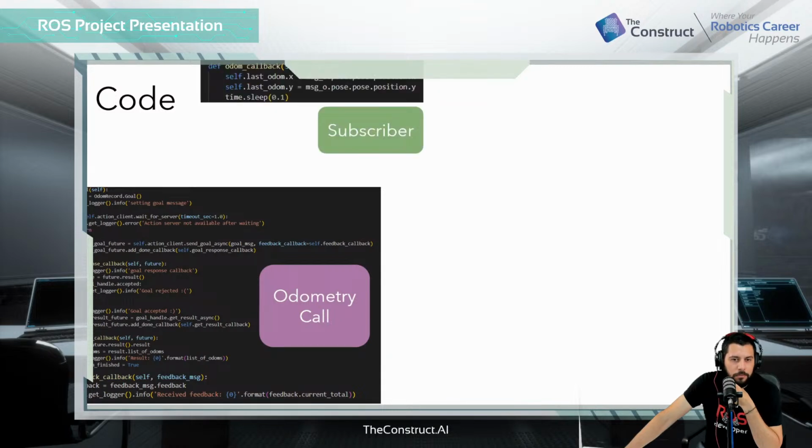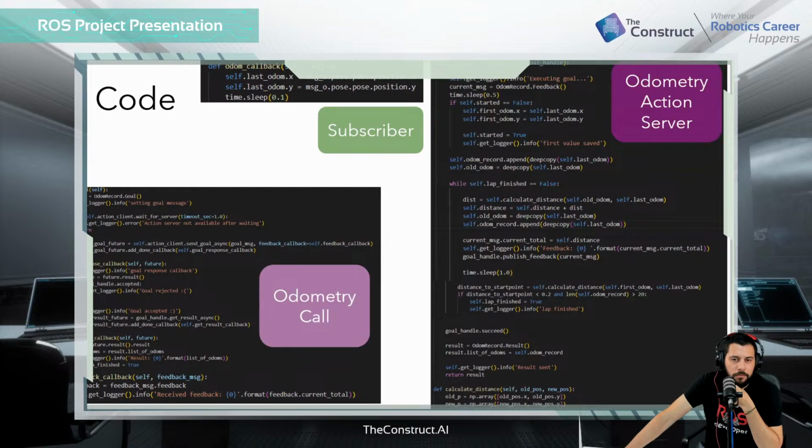And the subscriber looks like this. We're just getting the X and Y position of the odometry, because we're moving in 2D. So the X and Y is what we want to record. And then this is the actual odometry code.